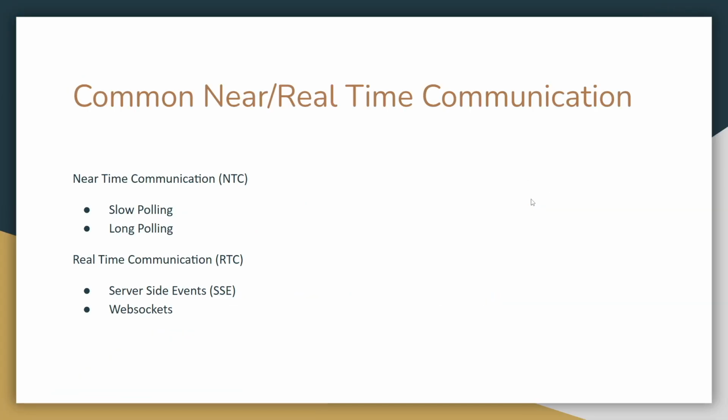So let's go into the different types of communications. There are two main categories. There's near time communication, which is making network requests and either waiting for information to come back to you, or it could be polling. The two main examples of that are slow polling and long polling, which I'll get back into later. And then there's real-time communication. This is where information comes back to you really quickly, almost instantaneously. We're going to be looking at server-side events for that, as well as WebSockets.